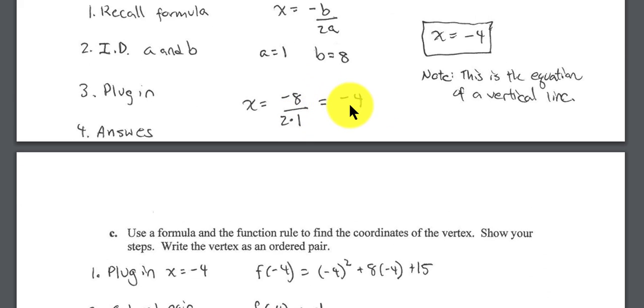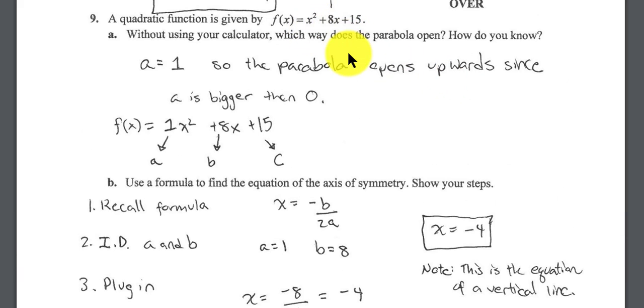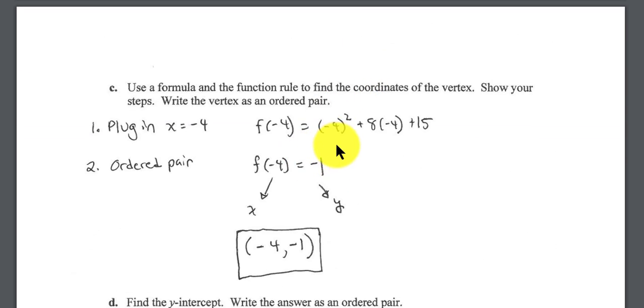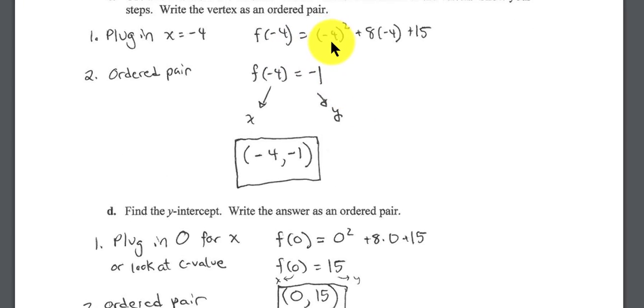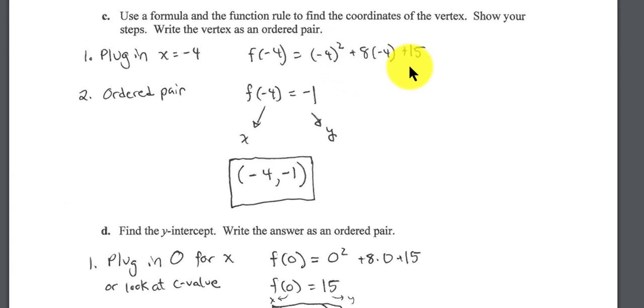which results in negative 4. So the axis of symmetry, the equation is x equals negative 4. To get the vertex, remember, we take the negative 4 and sub it into the original equation, which looks like this. Negative 4 squared plus 8 times negative 4 plus 15, and we end up with negative 1. So negative 4 comma negative 1 is my vertex.